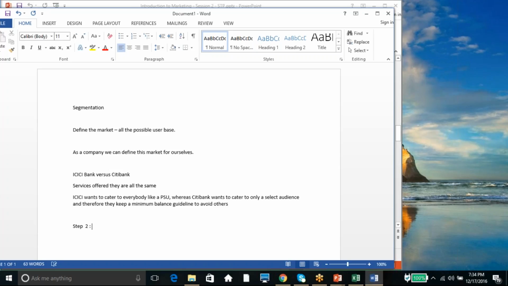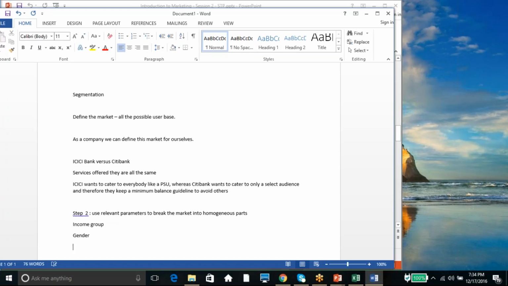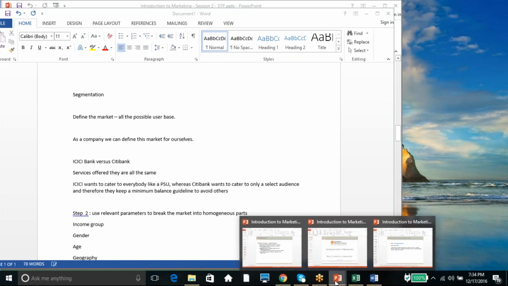Step two is use relevant parameters to break the market into homogeneous parts. Okay. So let's say parameter could be income group, could be gender, could be age, could be geography, and so on. So it's given in this presentation as well.